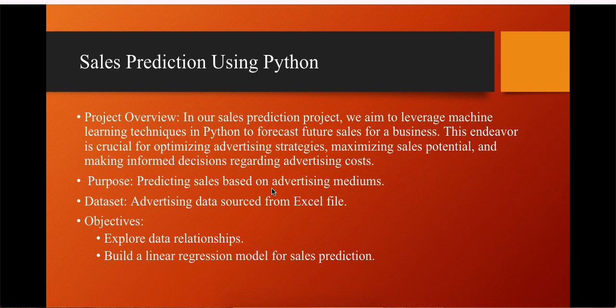The project aims to predict sales based on advertising expenditures across different mediums. By leveraging machine learning techniques, we seek to understand the relationship between advertising investments in TV, radio, and newspaper channels and their impact on sales. The dataset used in this project contains information on advertising expenditures and corresponding sales figures sourced from an Excel file.